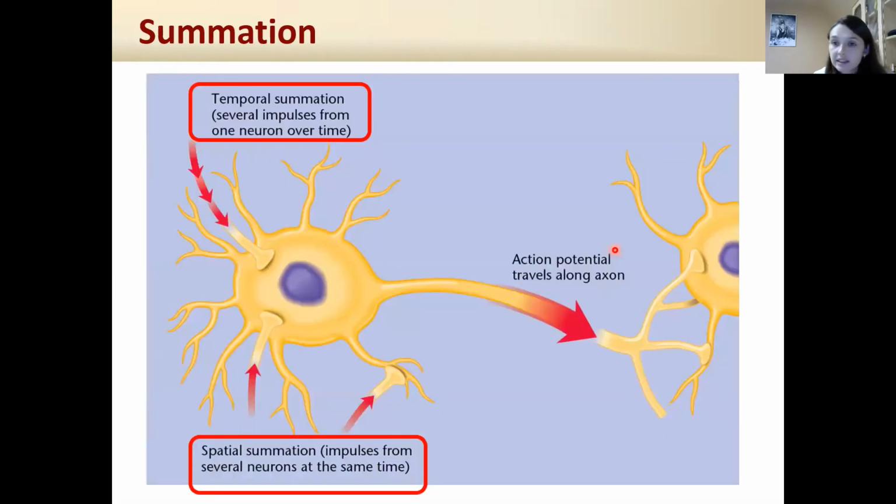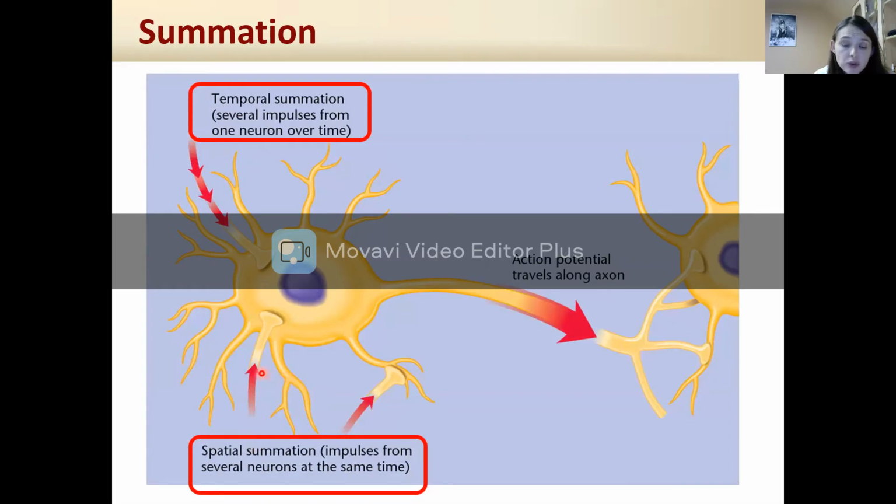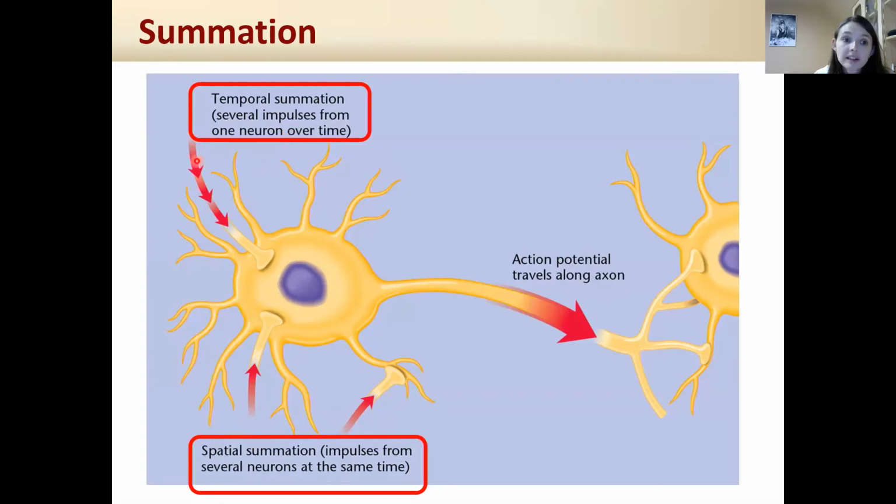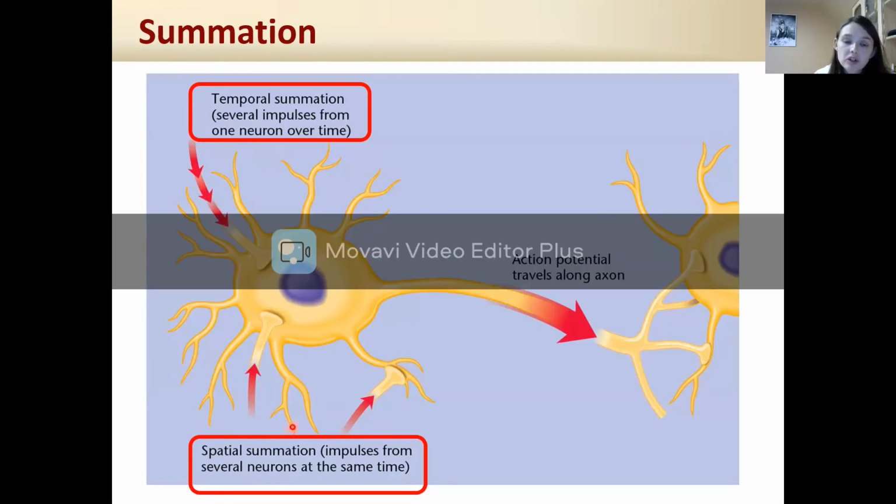In this slide, you could see an example of spatial summation, when two stimuli in different places but at the same time affect the neuron, or temporal summation, when several impulses from one neuron arrive at the same time. Nevertheless, during temporal or spatial summation, together they are responsible for the occurrence of the action potential, which will travel along the axon.